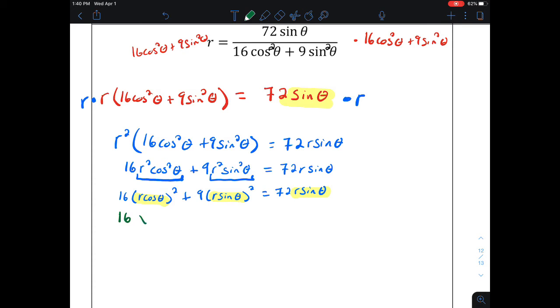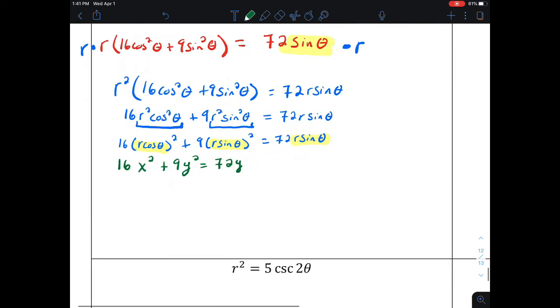So I'd have 16x squared plus 9 times y squared is equal to 72 times y. And there's a rectangular form. Now I could continue on here and, if I identified that this was an ellipse, I would go through the process of completing the square so it would be in its standard form. I'd complete the square for the y term, so I'd get the 72y on the same side: minus 72y is equal to 0.